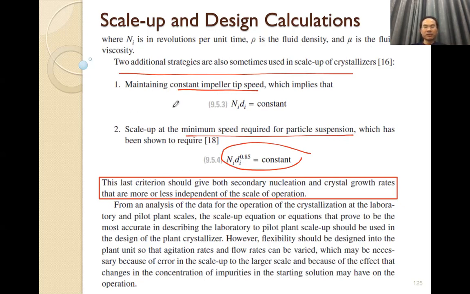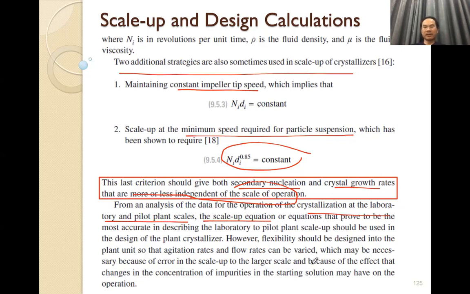These two criteria I should keep: both secondary nucleation and crystal growth rate are more or less independent of the scale of operation. That's it, secondary nucleation and growth are less dependent. It may depend on the crystallizer. From analysis of the crystallization data at laboratory scale or pilot scale, the scale-up equation that proves to be more accurate in describing the laboratory should prove accurate when scaled up to larger scale.